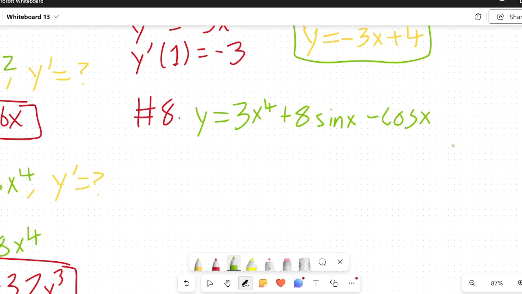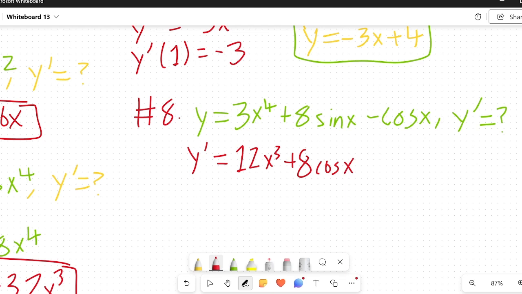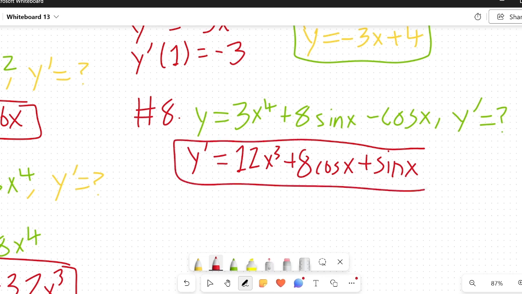And essentially with this, we're going to be asked to solve for y prime. What is y prime if y looks something like so? We can directly take the derivative. So put this 4 out in front, so it'll be 12x to the 3, right? The derivative of sine is cosine, so this just becomes 8 cosine of x. And then the derivative of cosine is negative sine, so it's going to become plus sine of x. So this is our final answer.